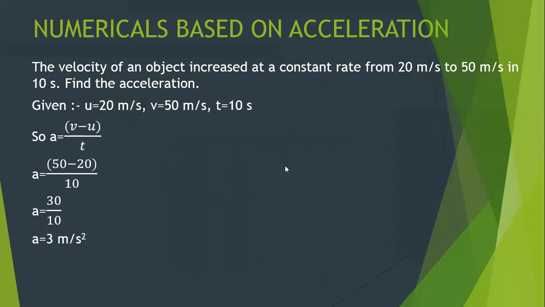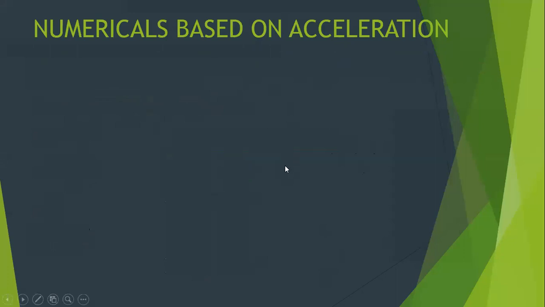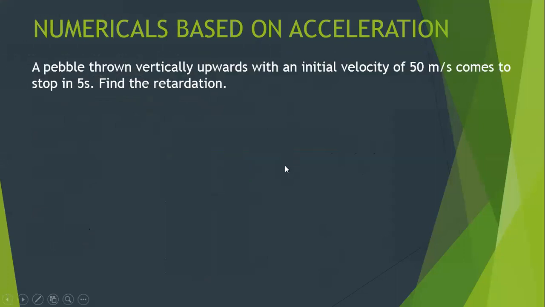Let's start with the next numerical. Write down. A pebble thrown vertically upwards with an initial velocity of 50 meter per second comes to stop in 5 seconds. Find the retardation. So what is the numerical? It is saying that a pebble is thrown vertically upwards with an initial velocity of 50 meter per second and it comes to stop in 5 seconds.